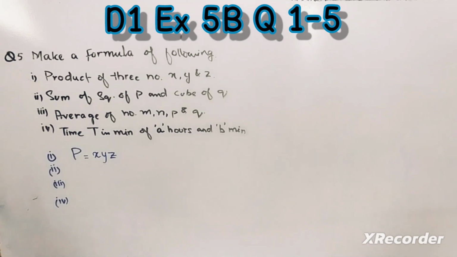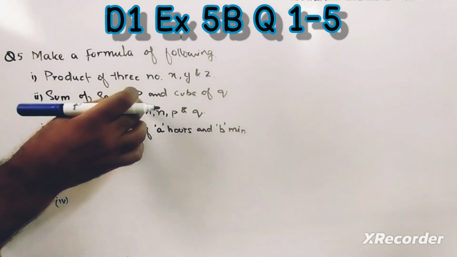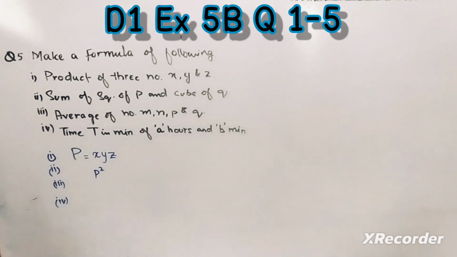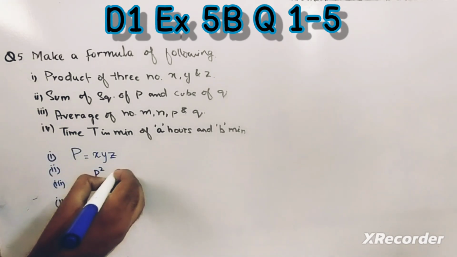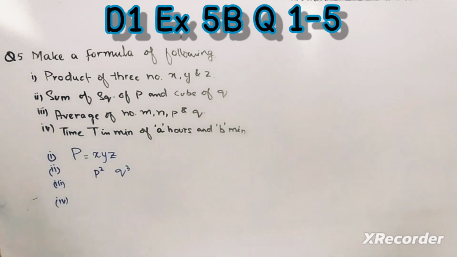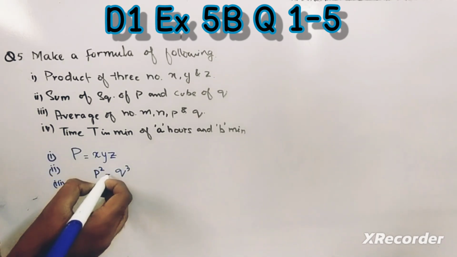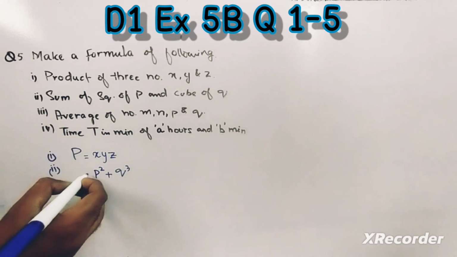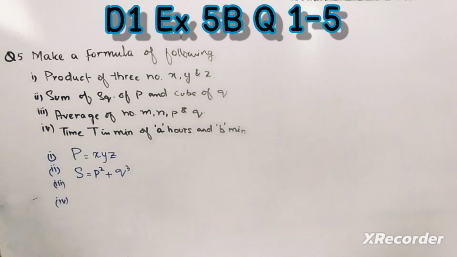Second part, sum of the squares of p and the cubes of q. So first of all, we emphasize on square of p is p square, and what is the cube of q is q cube, and we have to sum these two numbers. So we put a positive sign in that. So p square plus q cube, and sum we represent it as s. So this is our required formula. s is equal to p square plus q cube.